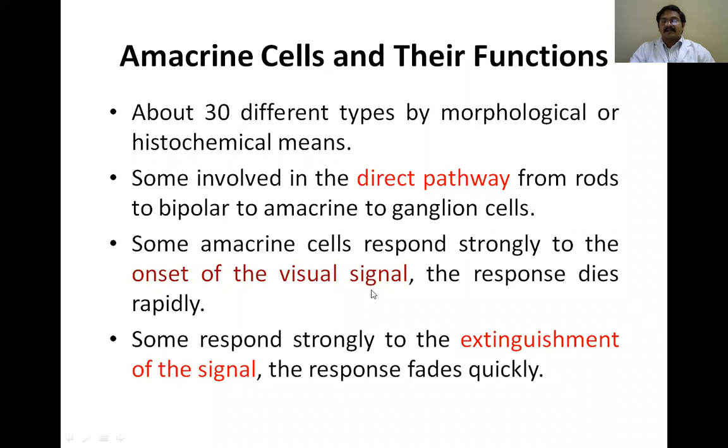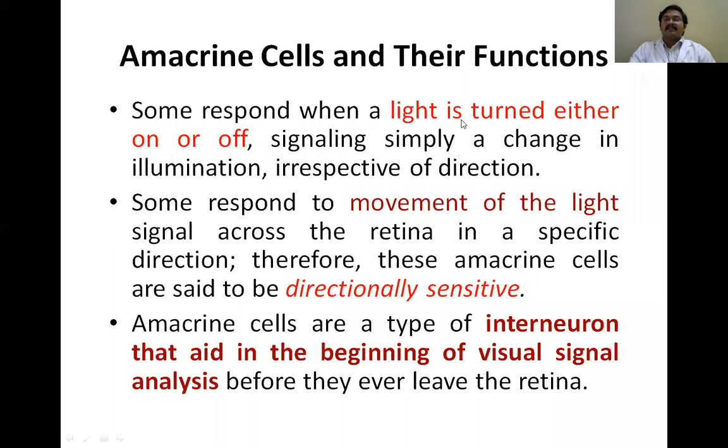Some amacrine cells respond strongly to the onset of the visual signal, some respond to the extinguishment of the signal, and some respond when the light is turned on or off, simply signaling a change in illumination irrespective of direction. Some respond to the movement of light. Some amacrine cells are directionally sensitive.